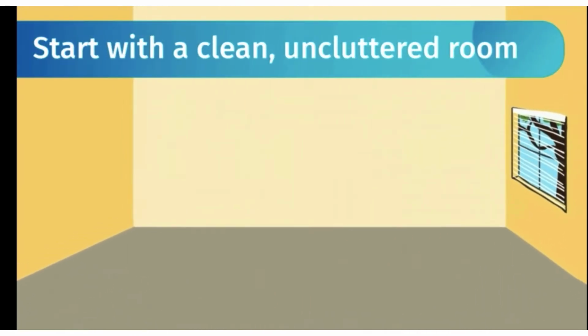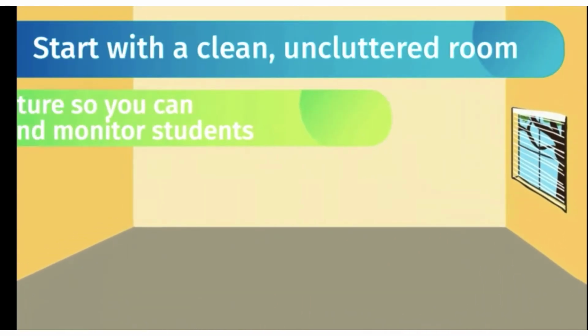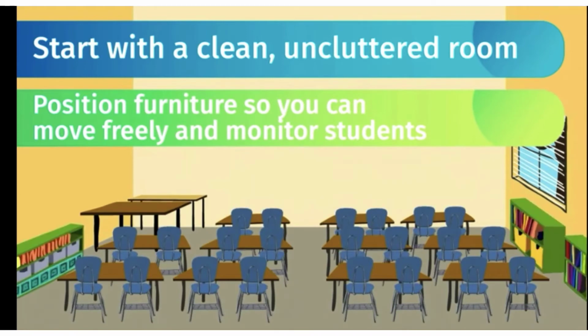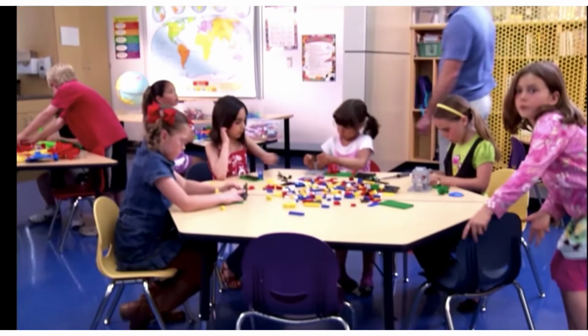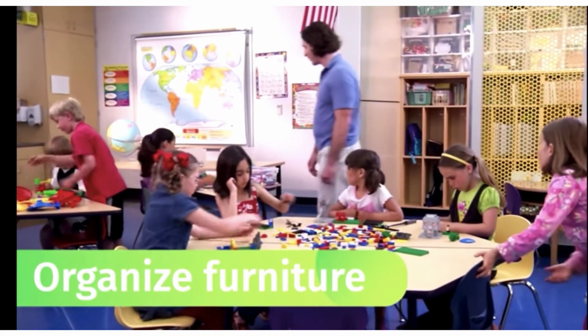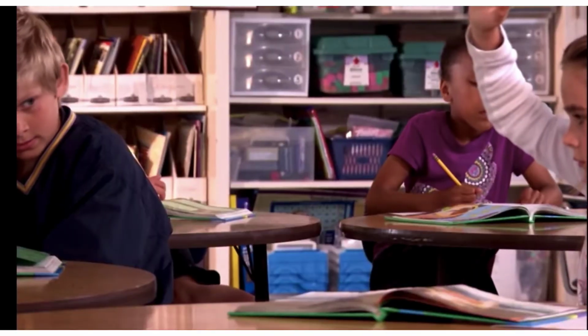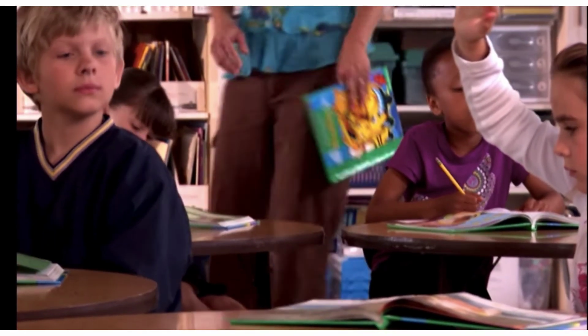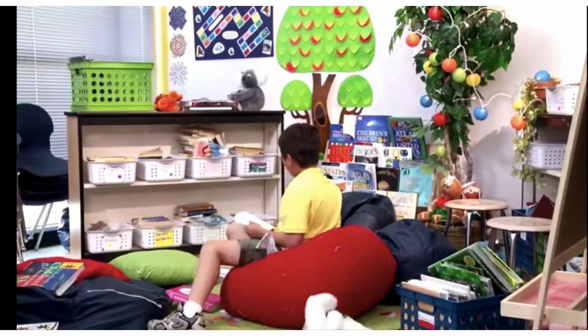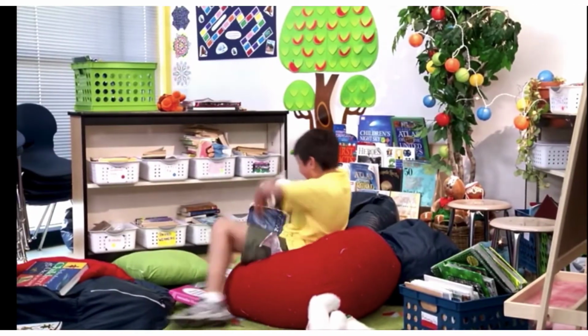You can support positive behavior and learning by organizing classroom furniture, materials, and activities. To set up the classroom's physical environment, start with a clean, uncluttered room. Then position desks, chairs, and bookshelves so that you're able to move freely and monitor students. This teacher has arranged the room so that he can see and reach all the students in the room. Too much clutter makes movement and monitoring difficult. Areas that are out of sight invite behavior problems.